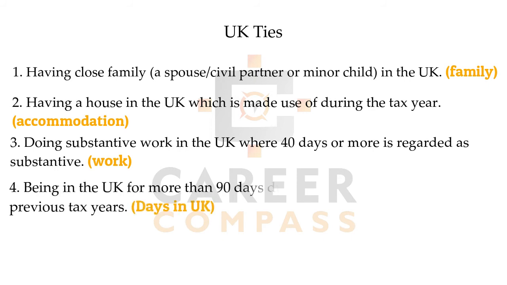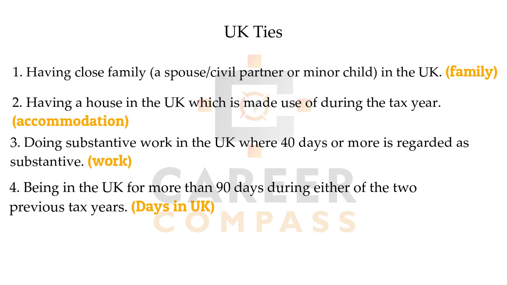The fourth tie is, students, that person must stay in the UK for more than 90 days and he must be UK resident in any one of the previous 2 tax years, right? Then after, he must have spent more time in the UK than any other country. So these are the UK ties.